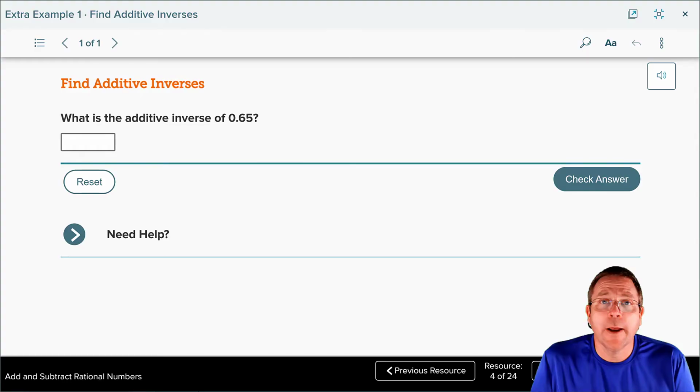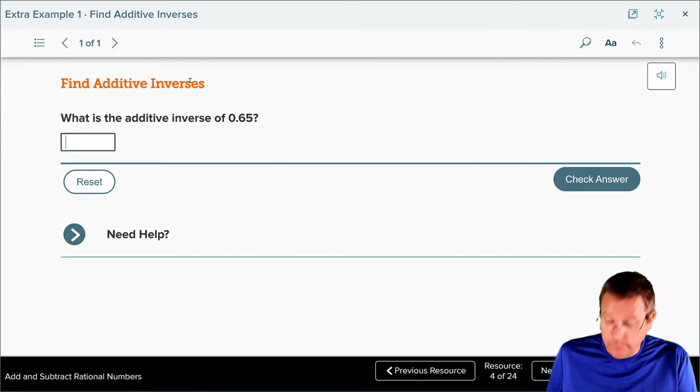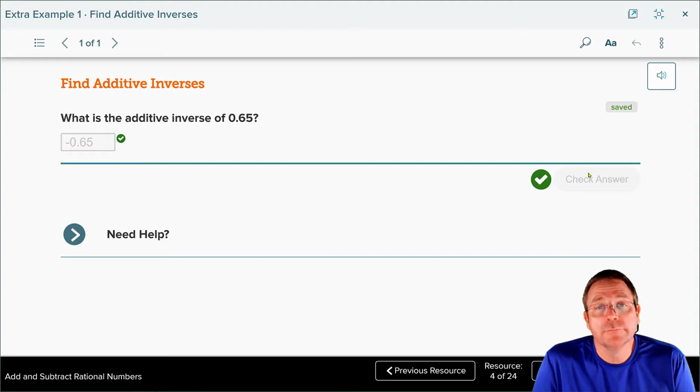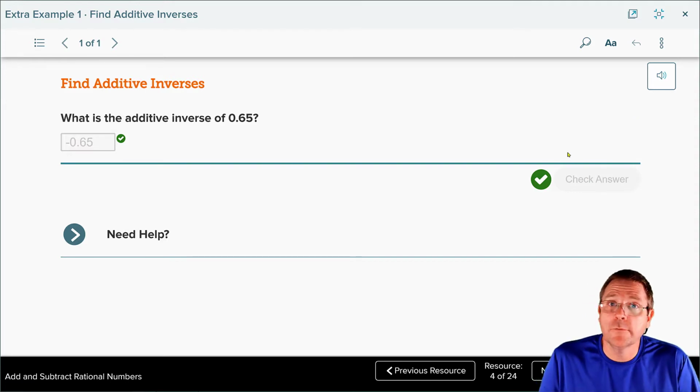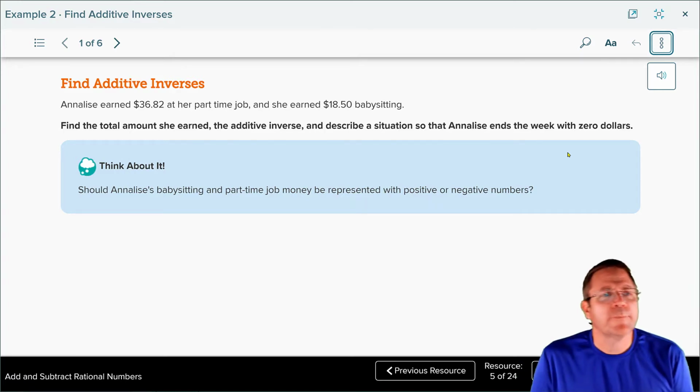Additive inverse. I'm not even going to ask you to pause the recording to answer this one. What is the additive inverse of 0.65? It's going to be negative 0.65. Take the sign, whatever sign's on it, change it to the other sign. It's that simple. Super easy stuff. So let's learn a little bit about using this.